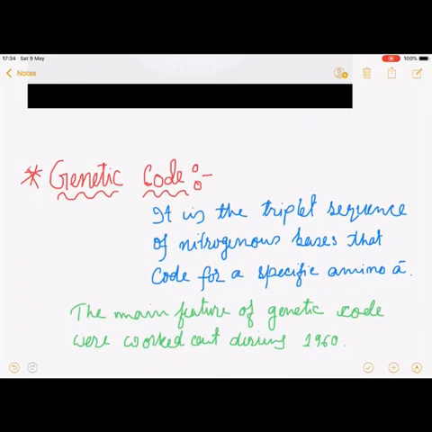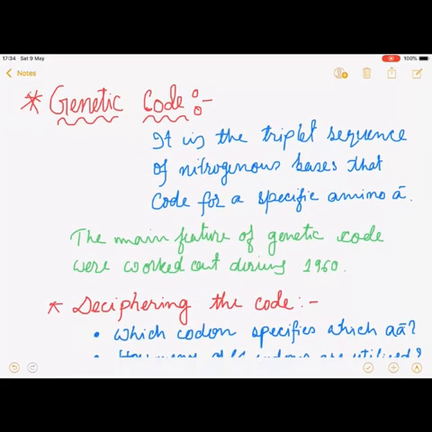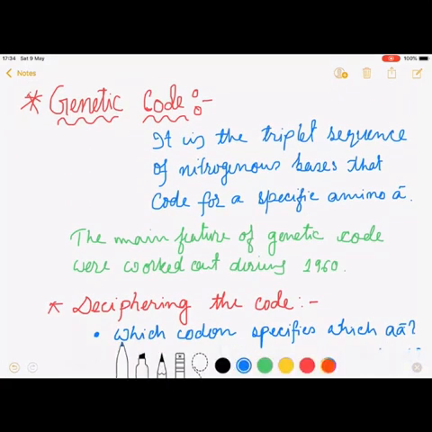Genetic code is the triplet sequence of nitrogenous bases that codes for a specific amino acid. We know that the nitrogenous bases are present in our DNA. There is a large number of nitrogenous bases present, and 3 of the nitrogenous bases, that can be anything, for example A, G, A, can form a single genetic code. So we will discuss how it works.